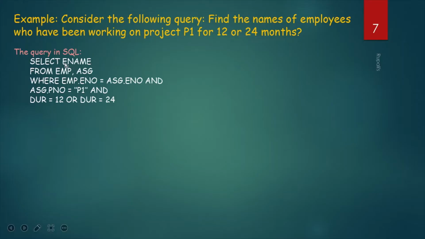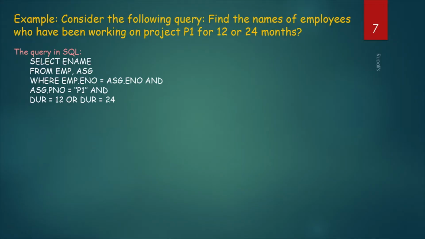Select employee name, that is ename, from the tables employee and ASC, that is the employee table and assignment table, where employee.eno equals ASC.eno, that is employee.employee number equal to ASC.employee number. And ASC.pno, the project P1, equals P1. And also the duration is 12 or 24 months, that is duration equals 12 or duration equals 24.